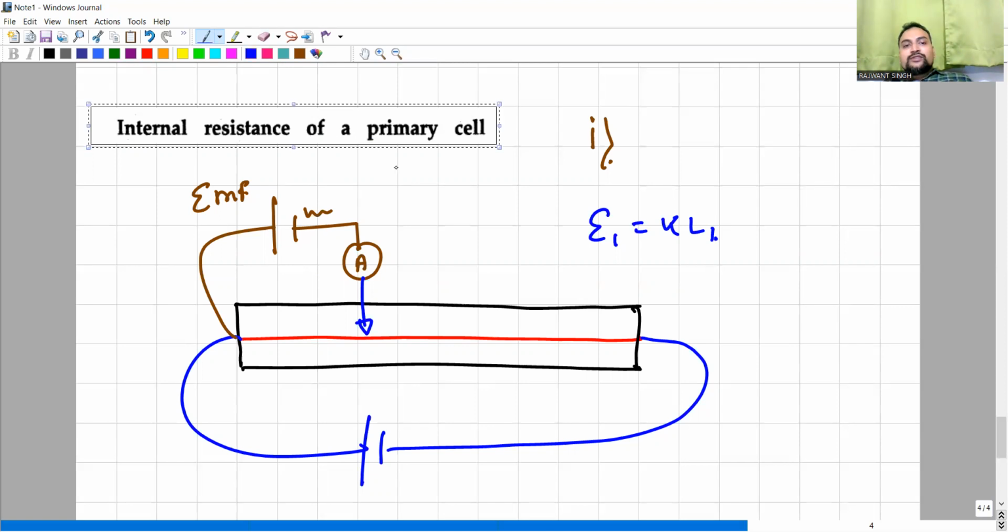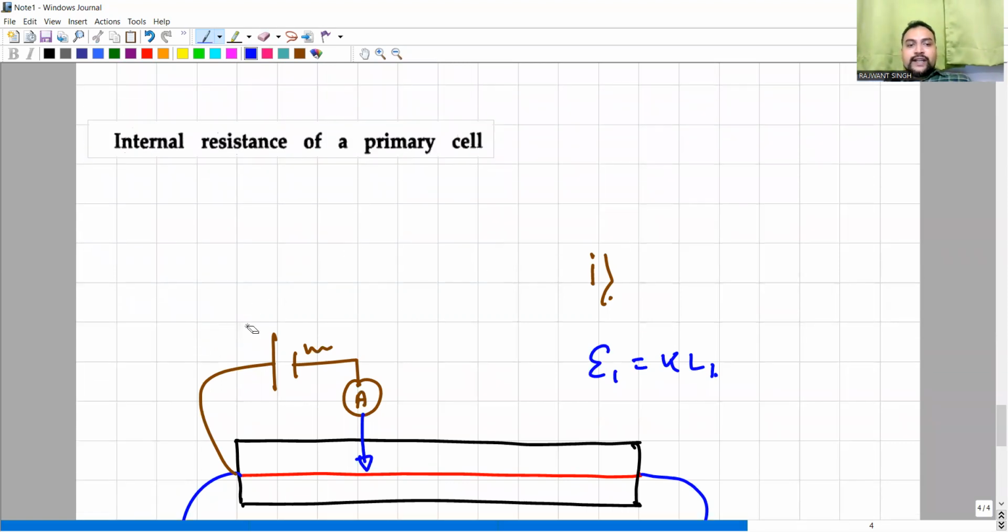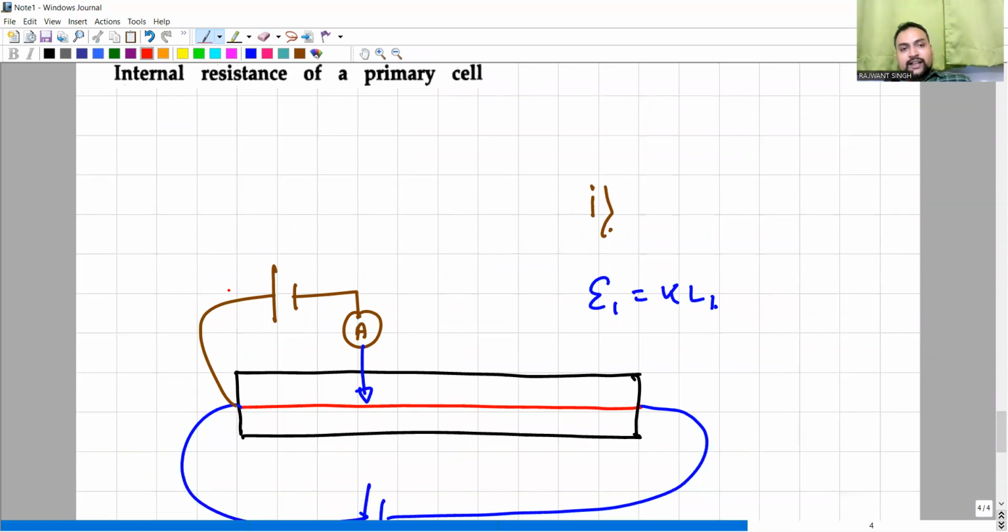Then what you do is connect this cell with another resistance. Now look very closely how it is connected. So let's say you connect it with another resistance here, R. Now previously, once you followed the null point logic, when you found the null point for this condition, E1 is equal to K L1, this null point was found under the condition where no current is flowing.